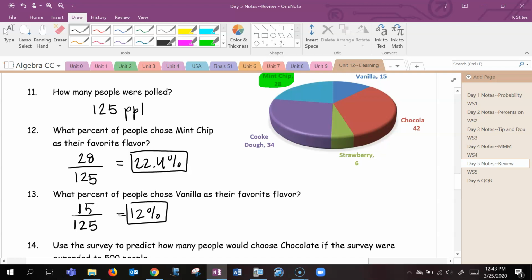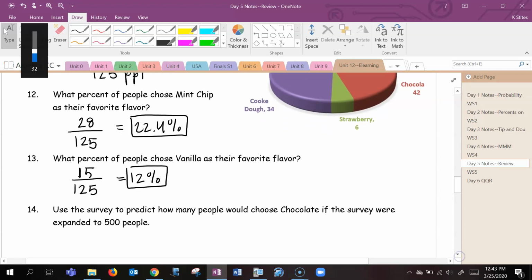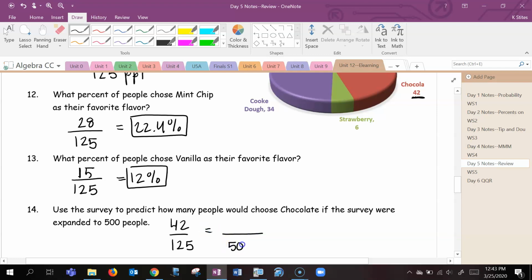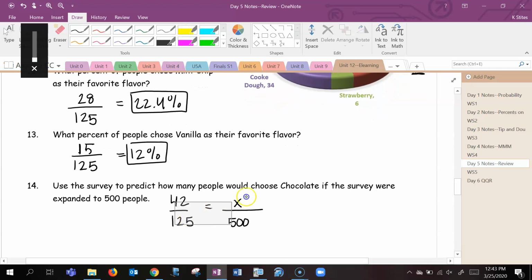Let's do another survey prediction problem. Use the survey to predict how many people would choose chocolate if the survey were expanded to 500 people. Okay, so again, start with the information you know from your graph. 42 people chose chocolate out of my total is 125. Okay, and now I want the new total to be 500 people. So that 500 will need to go on the bottom. And I'm looking for the people who wanted chocolate ice cream, so my X will go on top. And now I'll just go ahead and cross.